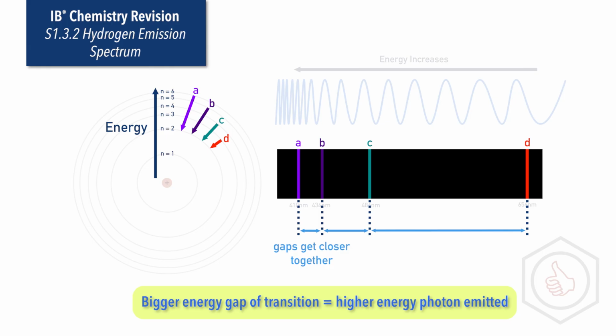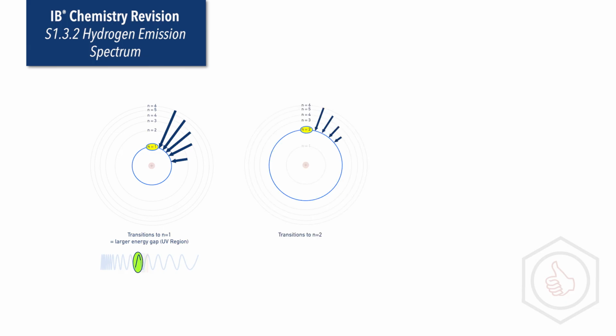You need to understand how different transitions in hydrogen correspond to different regions of the electromagnetic spectrum. Transitions to n equals 1 involve very large energy changes, and emitted light falls in the ultraviolet (UV) part of the spectrum. Transitions to n equals 2 have slightly smaller energy changes, and the emitted light is in the visible region of the electromagnetic spectrum. These are the coloured spectral lines we see in the hydrogen emission spectrum.